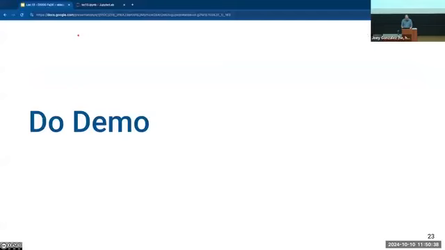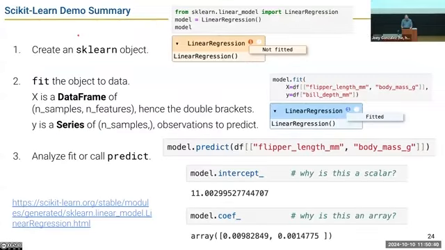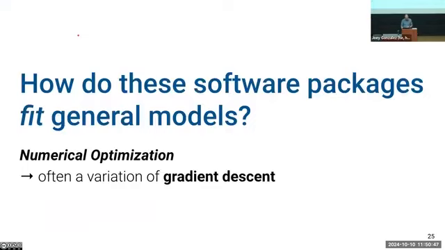Okay, return to lecture. All right, so here's a recap, which I won't go through. We did that in great detail in the demo. For those on Zoom, you can just jump to this if you need to. All right, so how do these software packages fit models in general? How do they do it?